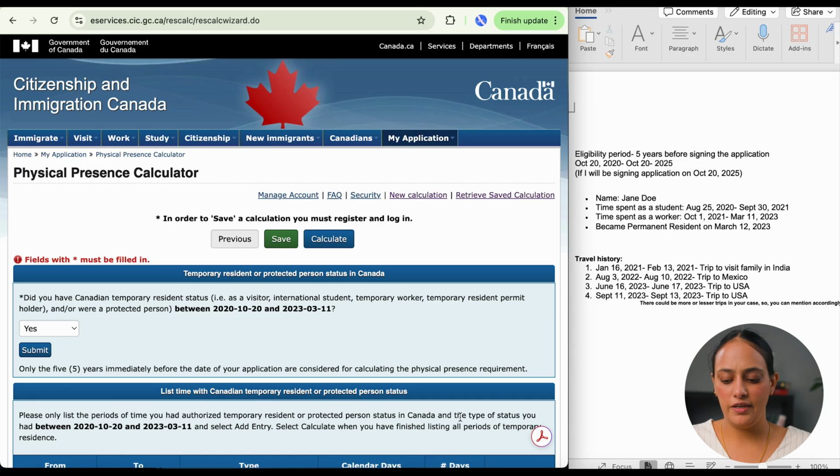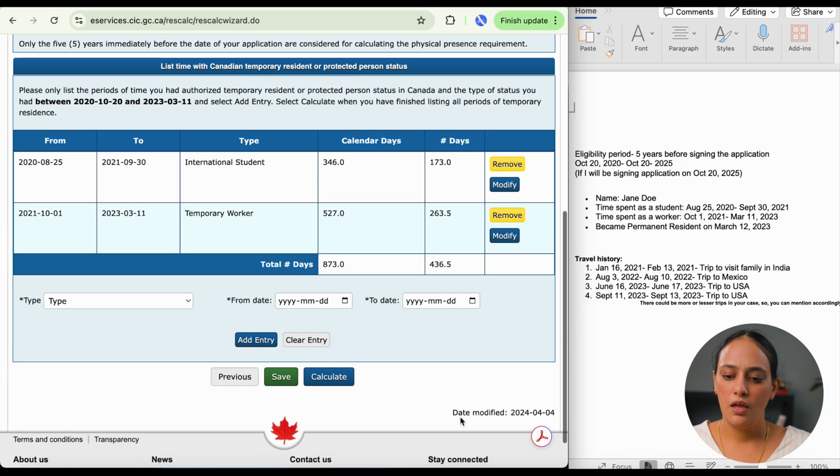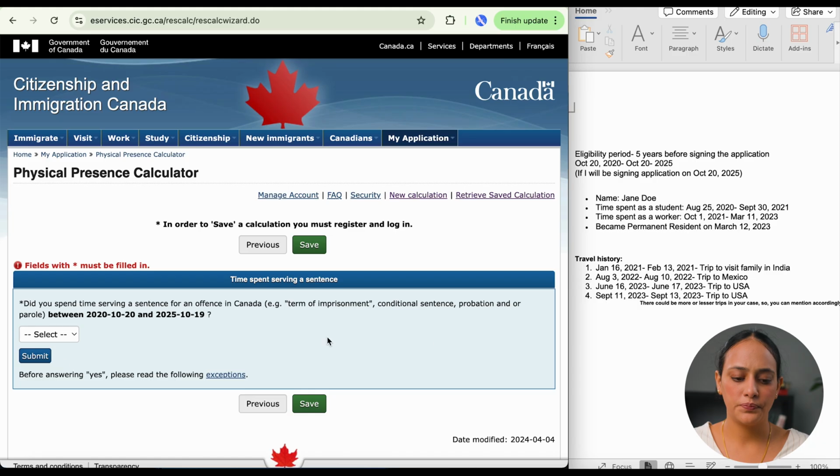So I would add entry for this too. These were the only 2 temporary status I had, and I mentioned both of those. After that, I would say calculate. And then it asked me, did you spend time serving a sentence for an offense in Canada? For example, imprisonment, conditional sentence, probation, or parole. For this case, it's no. So I'll select no. If you have any such time, then you have to enter the details.